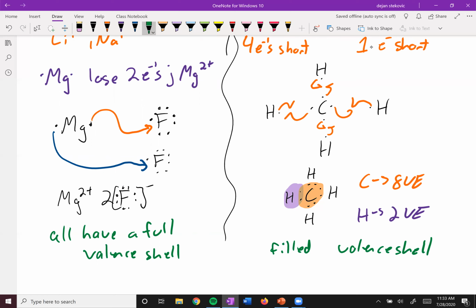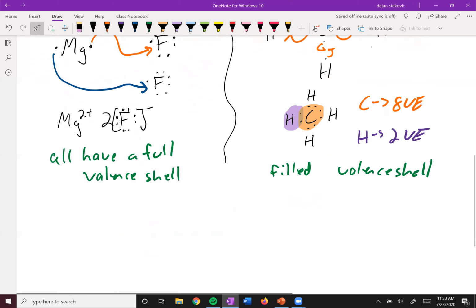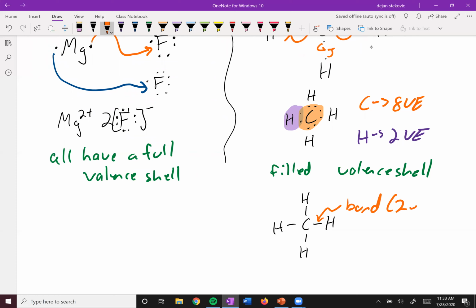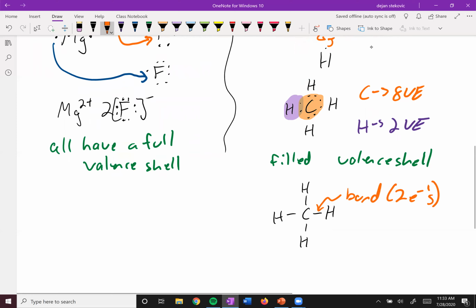And so you can see how they're cheating because we're double counting these electrons, right? But that's okay. This is what happens in real life. And then, of course, we can take this a step further. And instead of drawing dots, we can just draw lines, where each one of these lines represents a bond. That is 2 electrons, right?